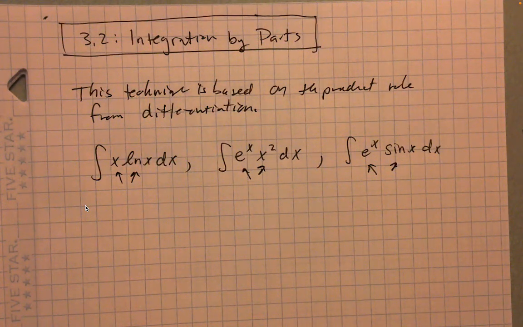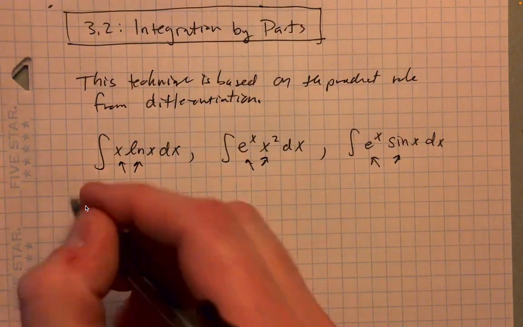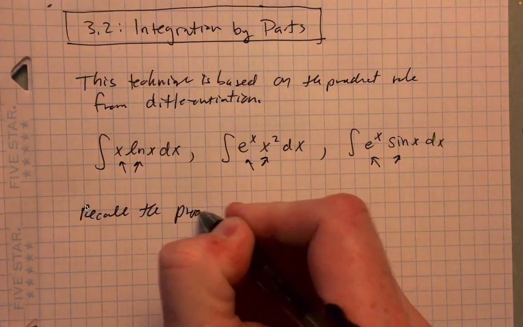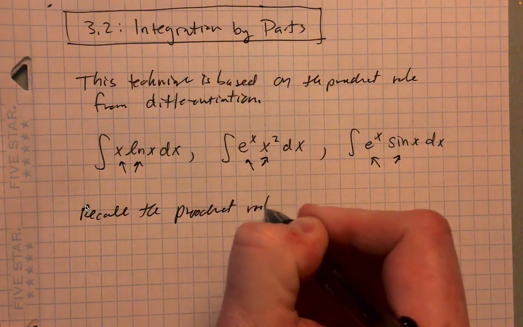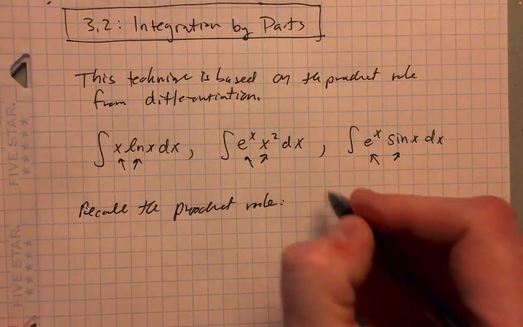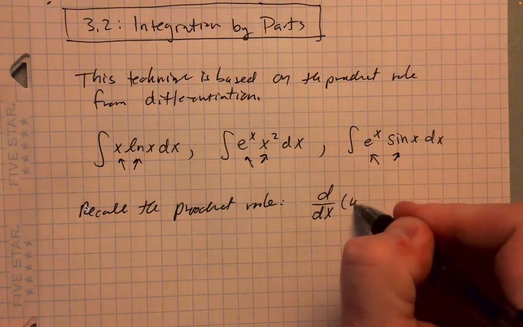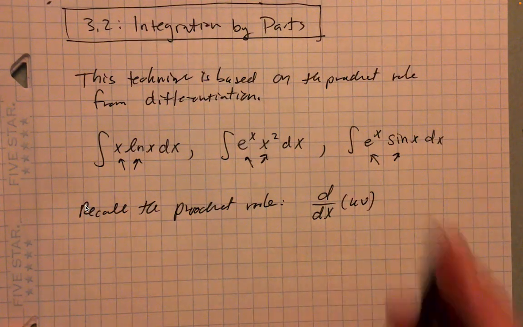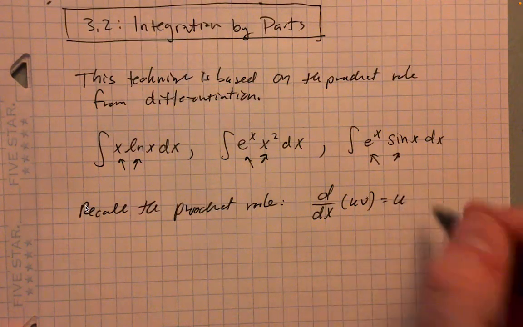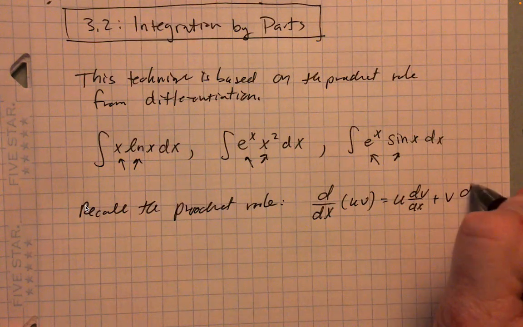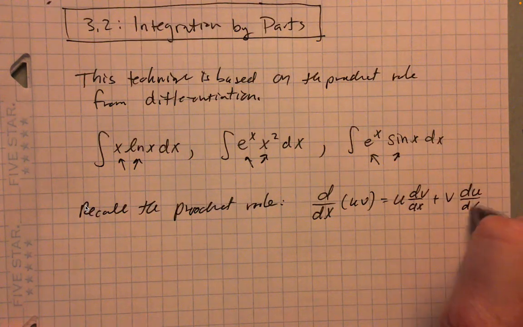So let's talk through what this is based on and what it's all about. Let's first recall the product rule. The product rule says if we want to take the derivative of the product of two functions u and v, then that's equal to u times the derivative of v plus v times the derivative of u.